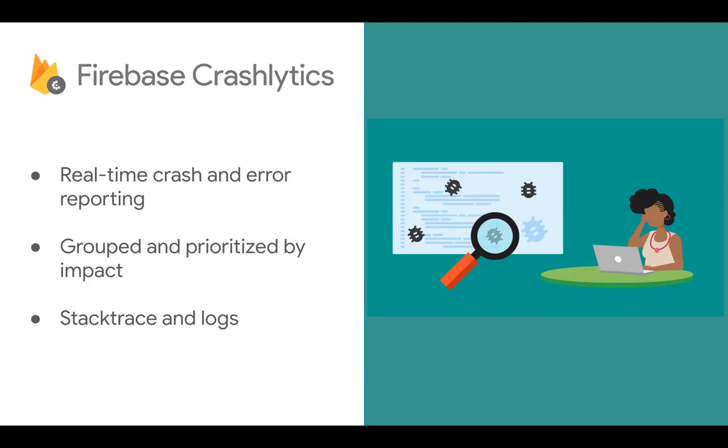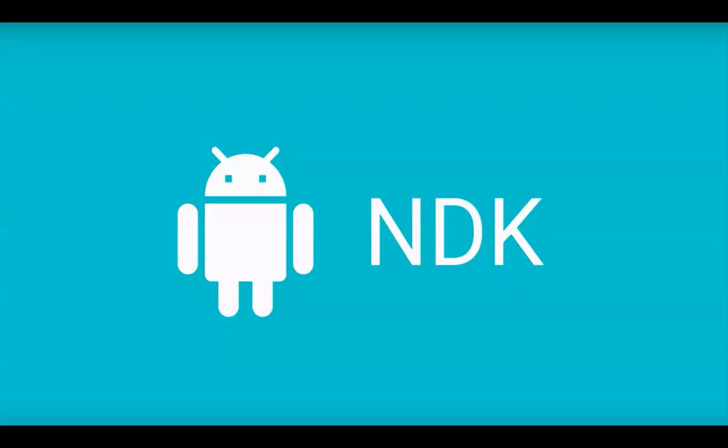Non-fatal errors can be more difficult to track down than a full crash. You can also log these and track them on the Firebase Crashlytics dashboard. If you're using the Android NDK, native C++ errors can also be reported to Firebase Crashlytics, making it easier to solve lower level Android issues.